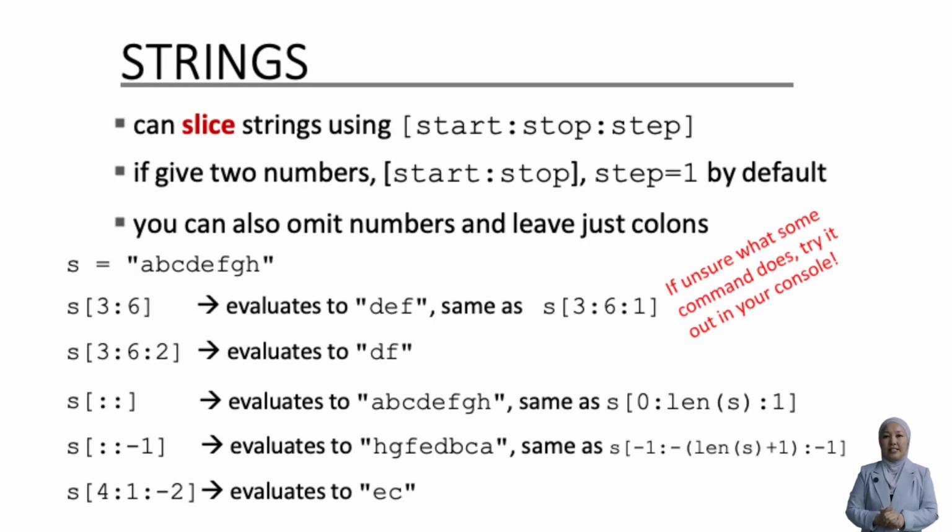Even more powerful is slicing to extract substrings. The syntax is start:stop:step. The slice goes from start up to, but not including, stop. If you omit step, it defaults to 1. Let's parse examples with s = 'abcdefgh'. s[3:6] gives 'def', positions 3, 4, 5. s[3:6:2] gives 'df', positions 3 and 5. Omitting numbers gives defaults: s[:] means 0 to len(s), copying the whole string. The magic trick, s[::-1], uses a step of -1, perfectly reversing the string. So s[4:1:-2] goes backwards from index 4 down to, but not including, 1, stepping by 2, giving 'ec'.